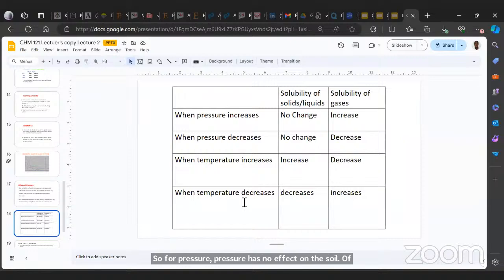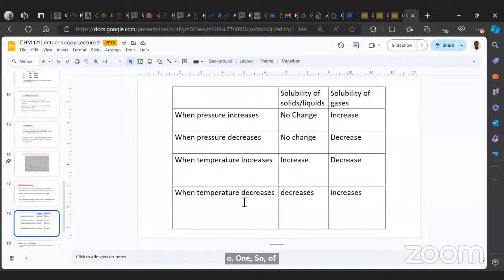When pressure increases, there is no change in the solubility of liquids and solids, but it increases the solubility of gases. When pressure decreases, there is no change on solids or liquids, but it decreases the solubility of a gas.